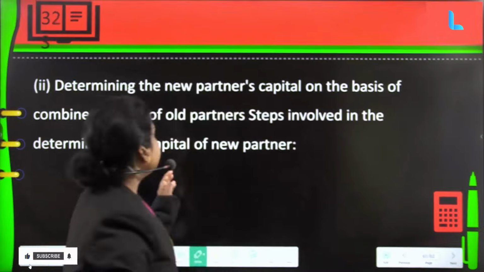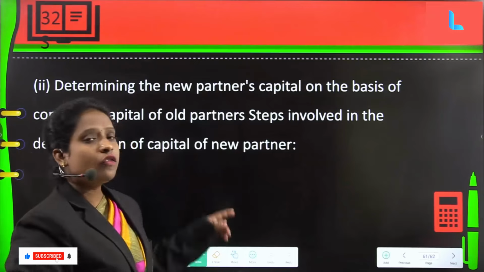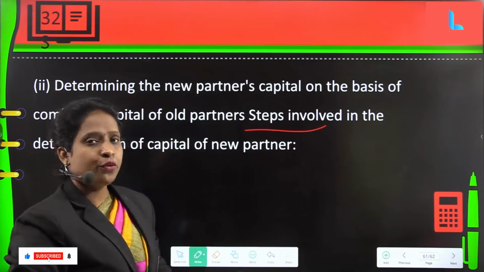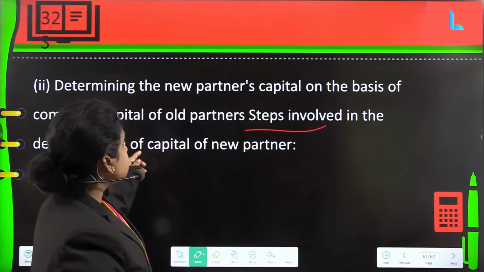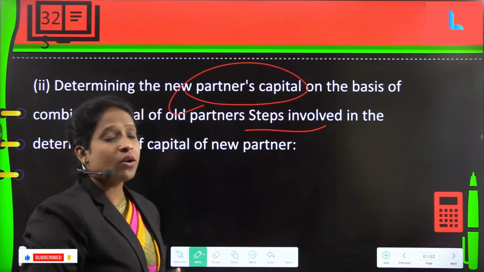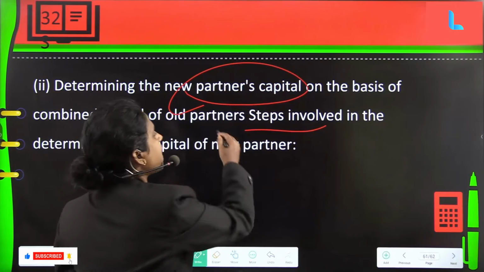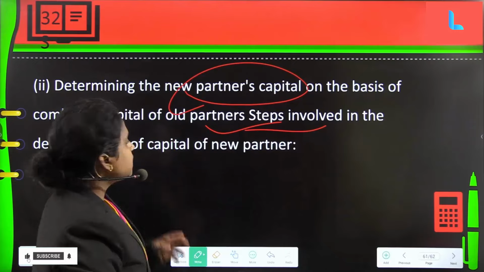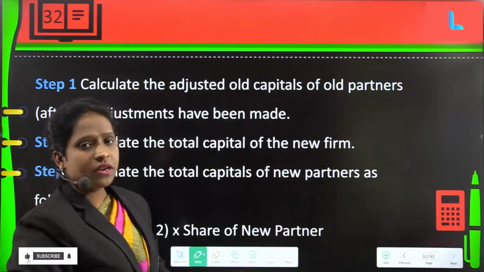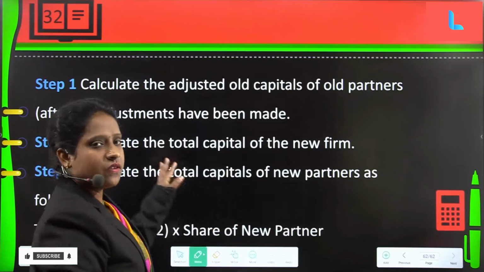Determining the new partner's capital on the basis of the combined capital of old partners. The steps involved in the determination of the capital of a new partner: how do you determine the new partner's capital on the basis of the combined capital of old partners? The first step is to calculate the adjusted capital of old partners after all adjustments have been made.